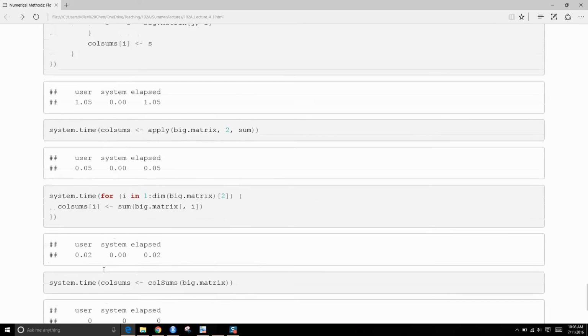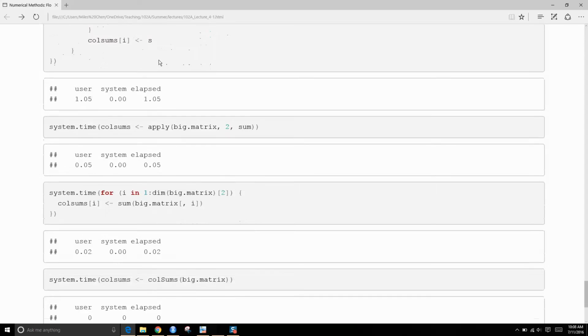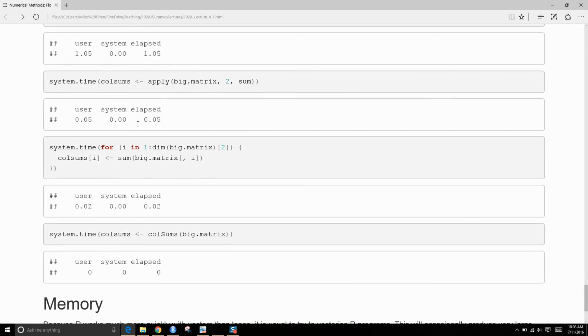So I could grow this and do like 100 million values or something like that, and we could see that all of these things would be on the order of 10 to 100 times larger.